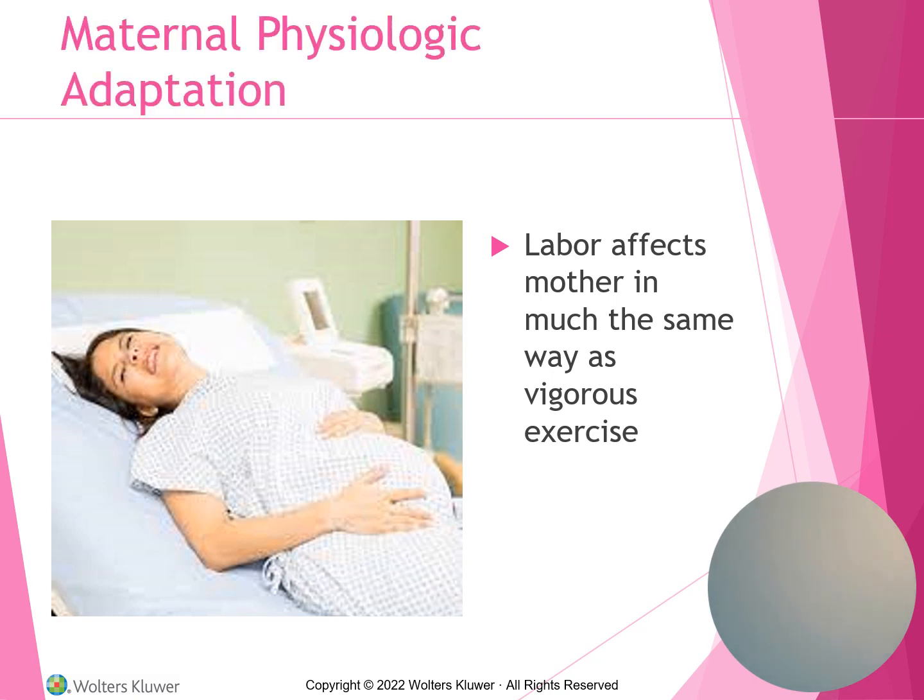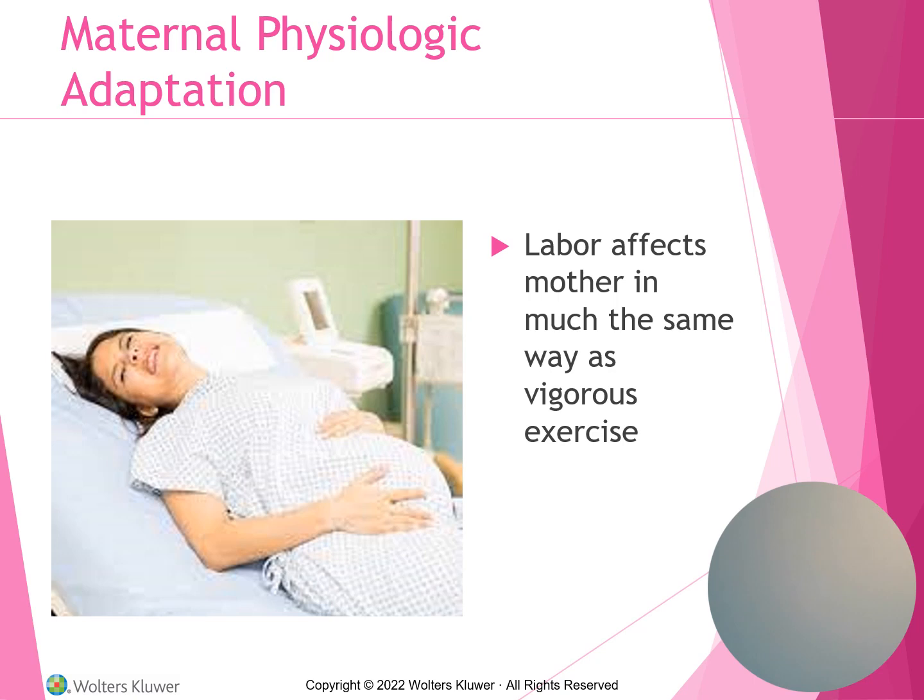Labor is going to affect mom in much the same way as vigorous exercise does. Heart rate, cardiac output, and respiratory rate will increase to meet the body's increased oxygen demand. The other systems, especially the gastrointestinal and urinary systems, are also affected. Mom may have nausea, vomiting, which increases her risk of aspiration due to the slowed gastric emptying. Urinary retention, which is caused by pressure on the urethra.